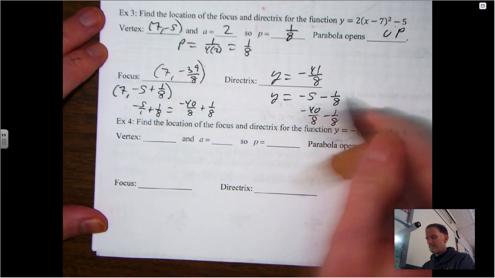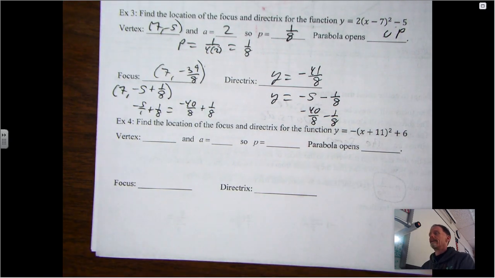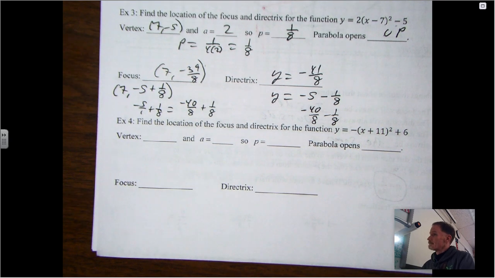I'm not going to make a graph of something like that because they'd be super close together. But that's what it is. That's how you find them.